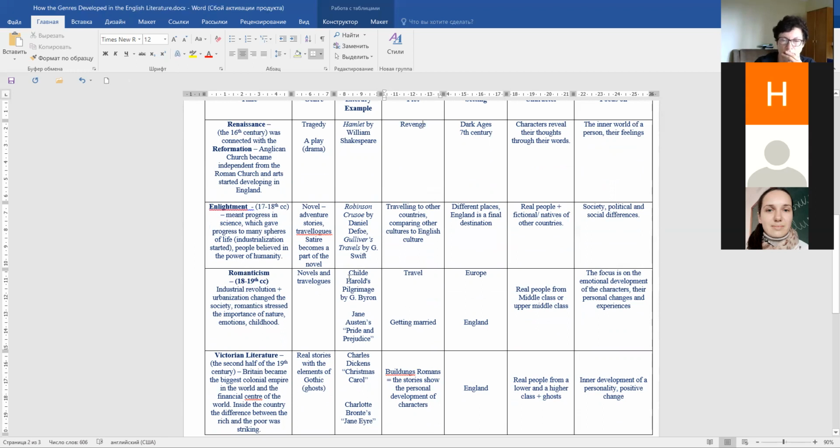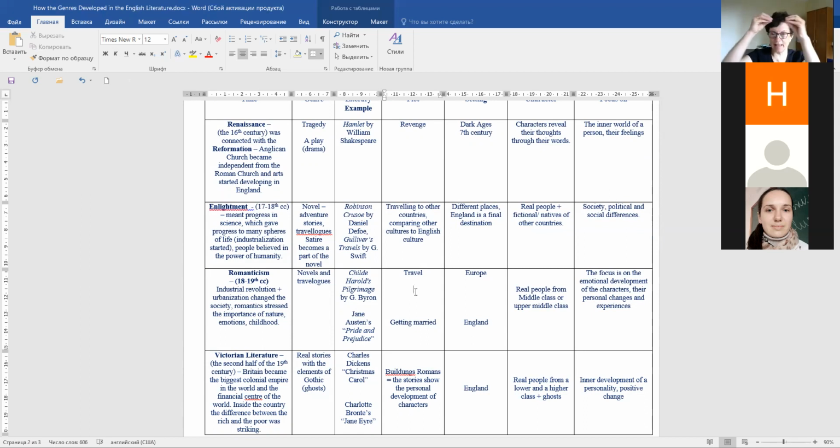Romanticism, 18th and 19th centuries. The Industrial Revolution and urbanization changed society. Romantics stressed the importance of nature, emotions, and childhood. The main genres are novels and travelogues. Literary examples are Childe Harold's Pilgrimage by Byron and Jane Austen's Pride and Prejudice. The plot of Childe Harold's Pilgrimage is travel, and the plot of Pride and Prejudice is getting married.